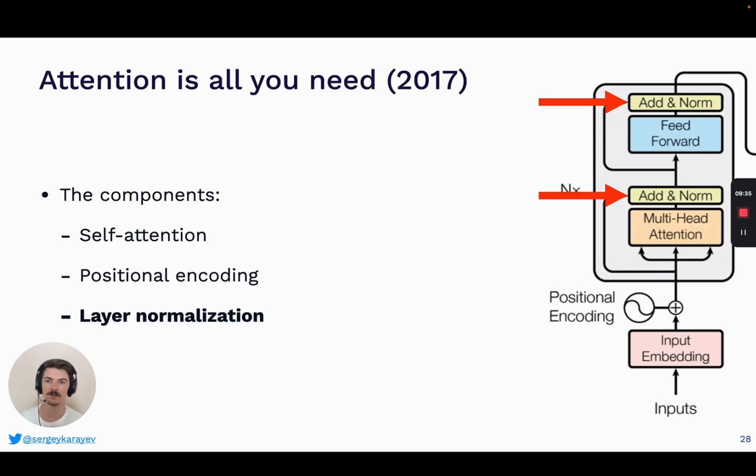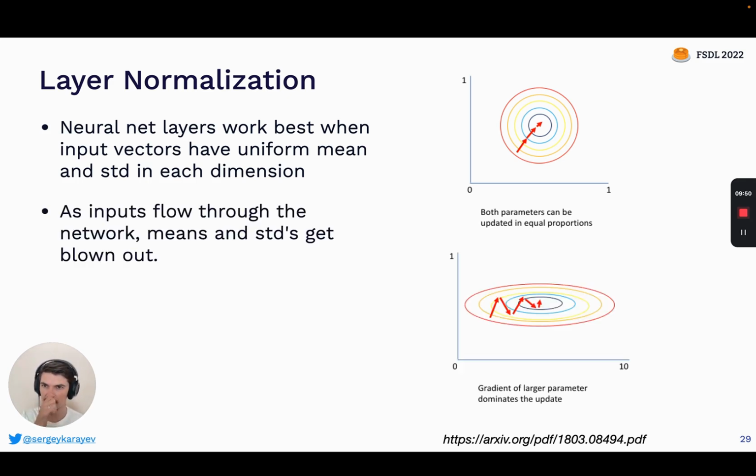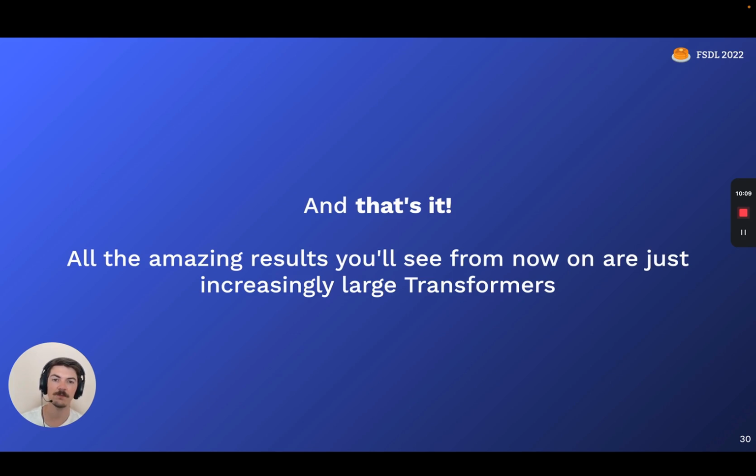And the last trick is layer normalization. So layer normalization, if we remind ourselves of the fundamentals, the learning works best when the input vectors have uniform mean and standard deviation. But as activations flow through the network, their means and standard deviations get blown out by the weight matrices. And so layer normalization is a pretty rough hack to just reset, renormalize every activation to where we want them in between each layer. And that is basically it.